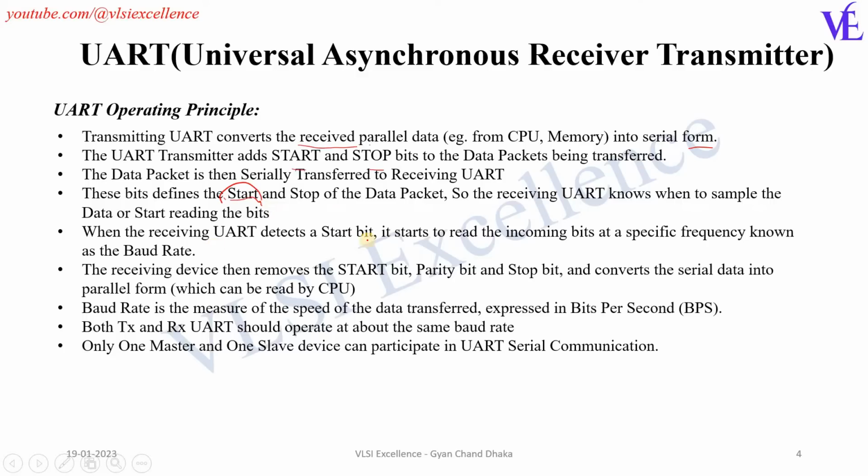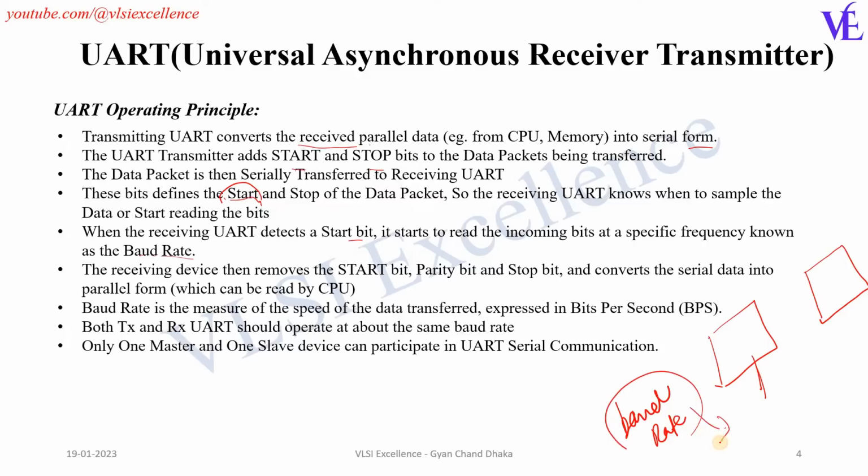Now when the receiver UART detects a start bit, it starts to read the incoming bits at a specific frequency known as the baud rate. This is a very important point here. Both the UART receiver and the UART transmitter have to work at a specific frequency, and that frequency is known as baud rate. The meaning of this statement is that the UART transmitter has to send the data at a particular frequency, called the baud rate, and the UART receiver has to sample the data at a specific frequency, also called the baud rate.